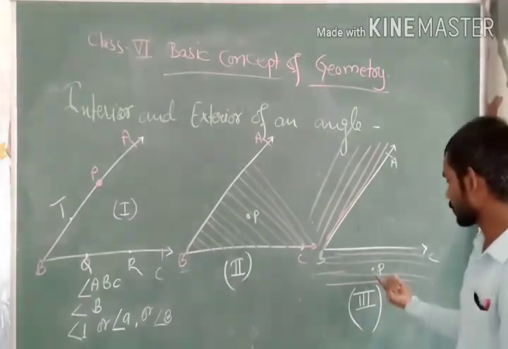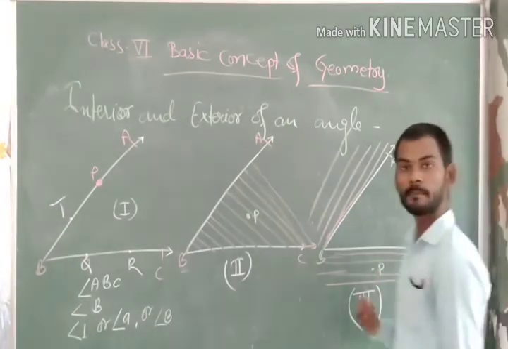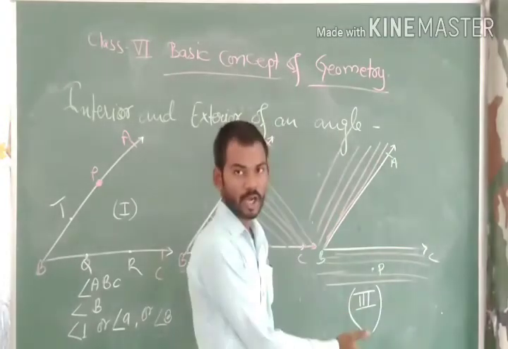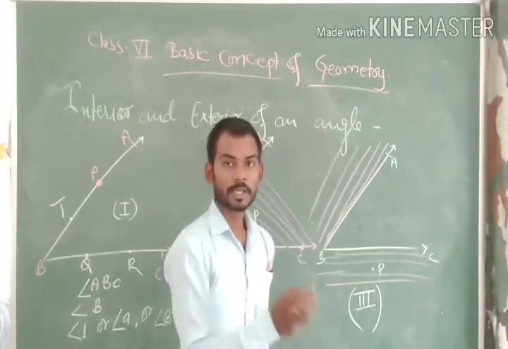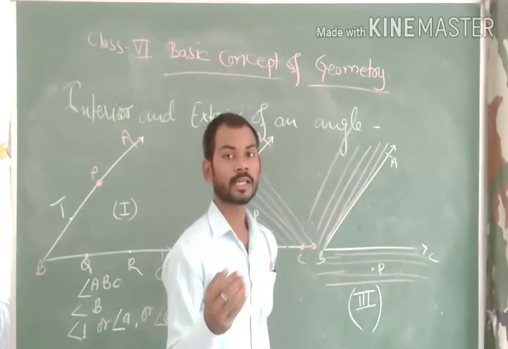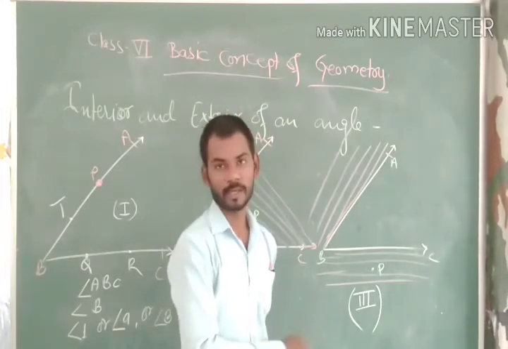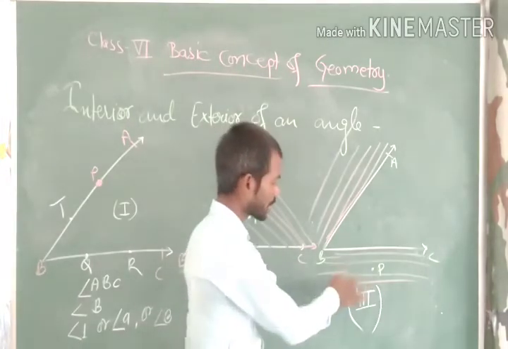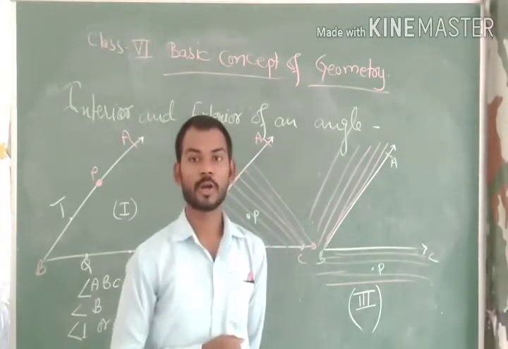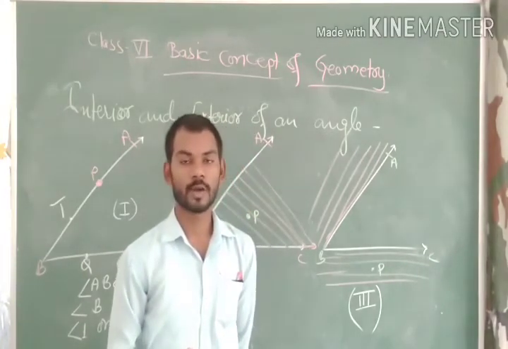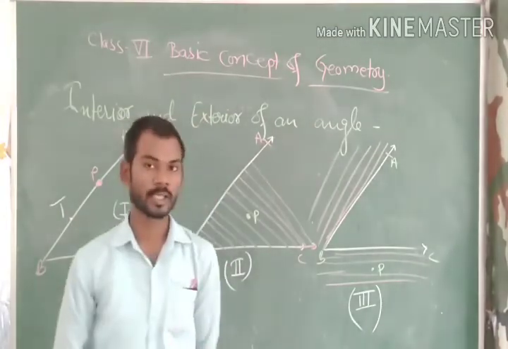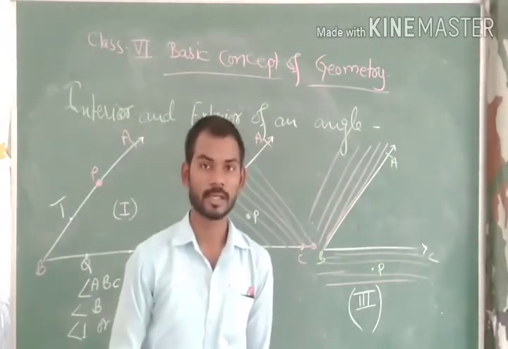And here we can also see a point P. This point is outside of the angle, that means this point is lying in the exterior of the angle. So the point which lies in the exterior of the angle is called an exterior point of the angle. I hope the exterior and interior of the angle is clear.